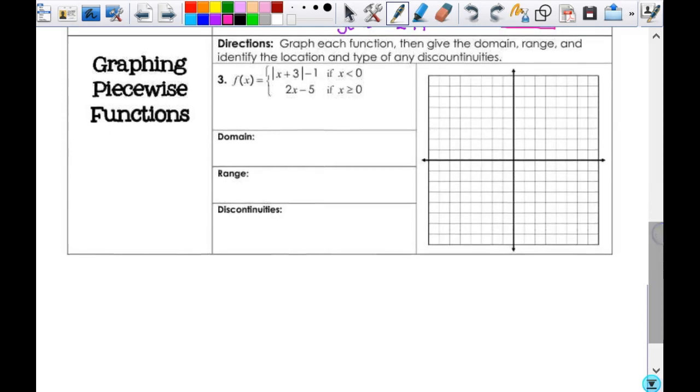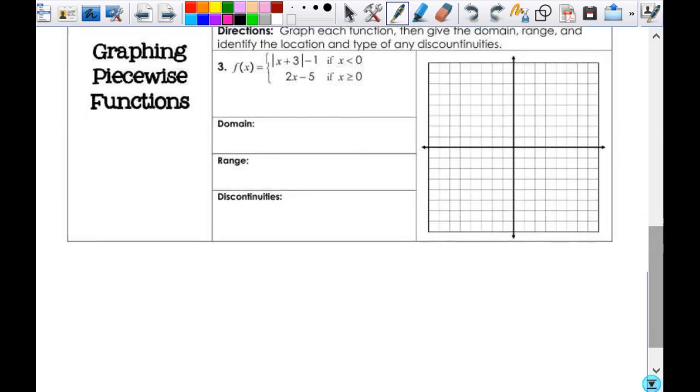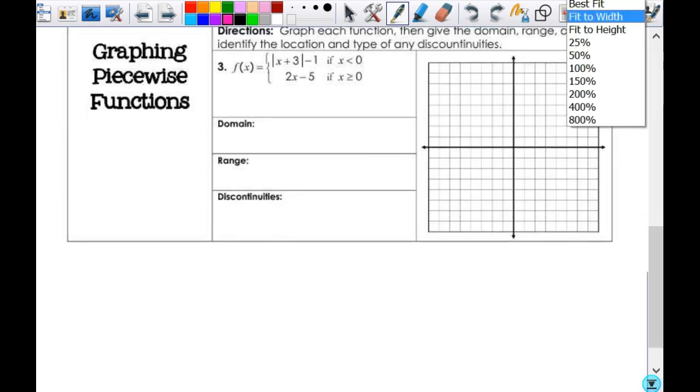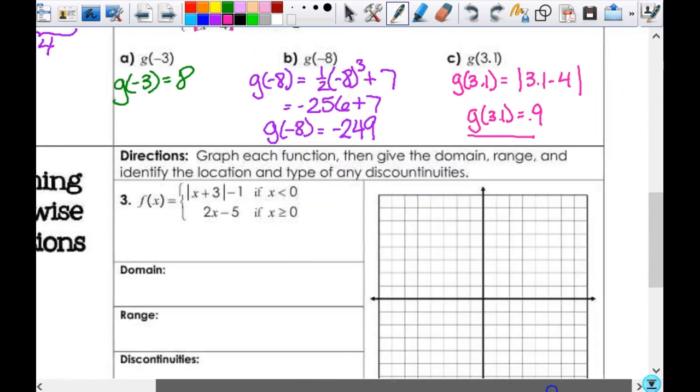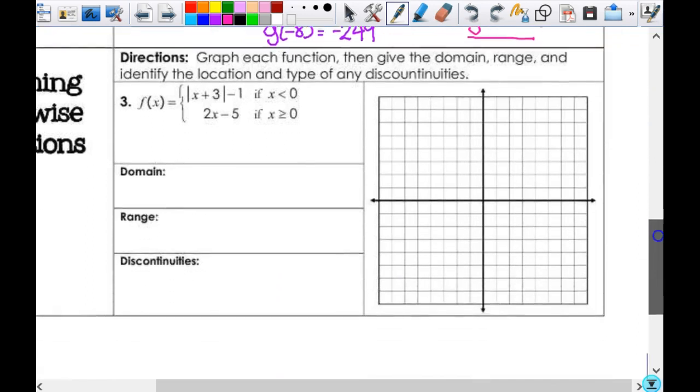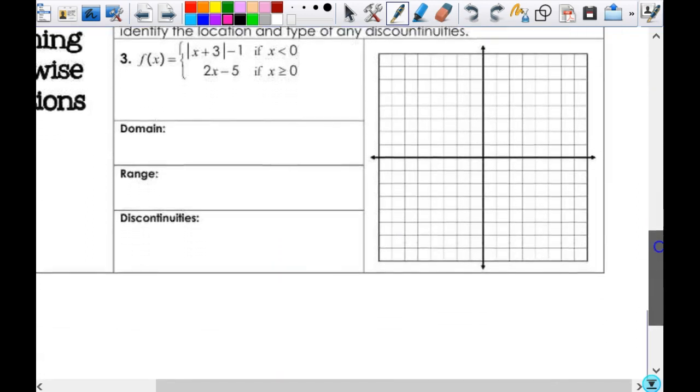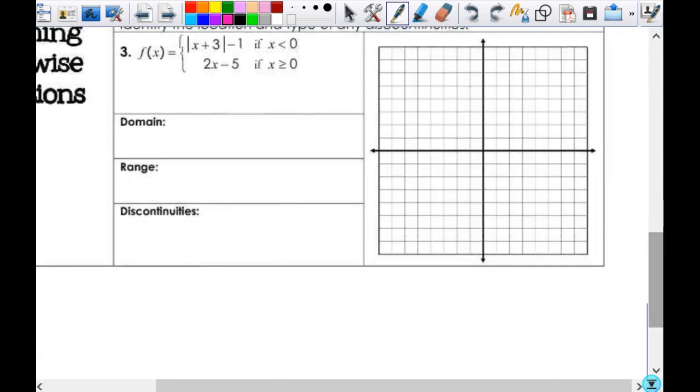All right, so graphing. We're going to graph each function, then give the domain, range, and identify the location and type. I did realize yesterday, while I was sitting at my desk when Miss Williams was teaching, that these grids, well, the lines I can't see even when I'm right up here, but it was hard to see where she was putting some of those points because the grid was kind of small, so I'll make it a little bit bigger. Y'all need to tell me when things are hard to see.